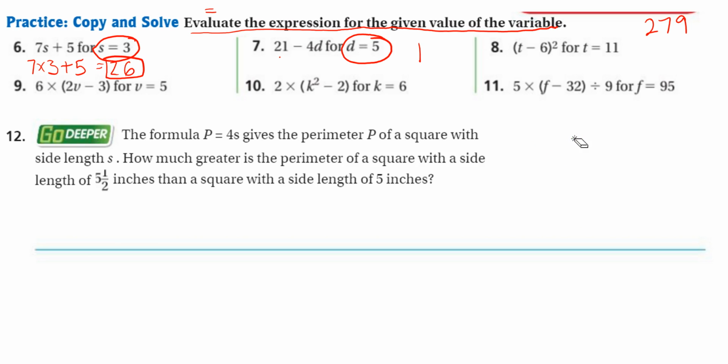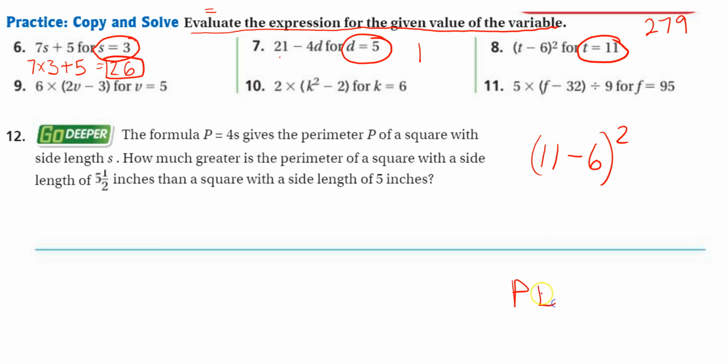All right, number 8. They told us T is 11. So where I see the T, I'm going to plug in the number 11. So I have parentheses. There was a T, but I'm going to put in 11 minus 6. And then all of that is squared. So we got to do inside the parentheses first.